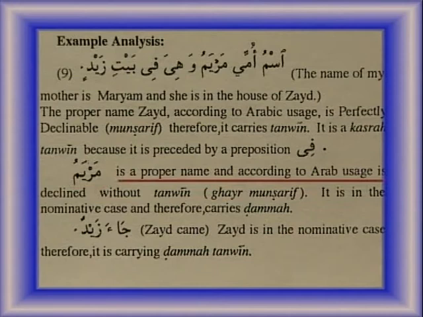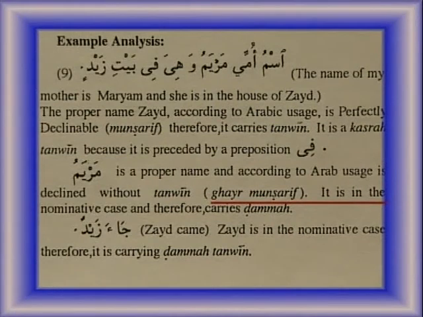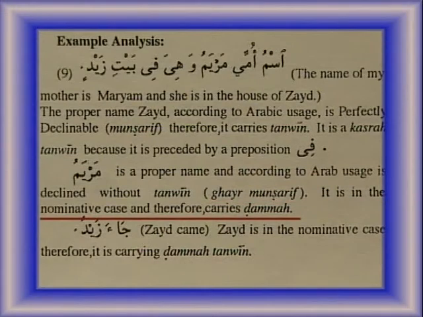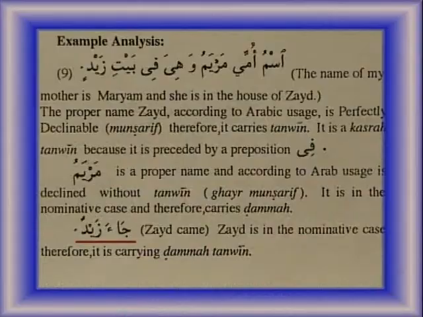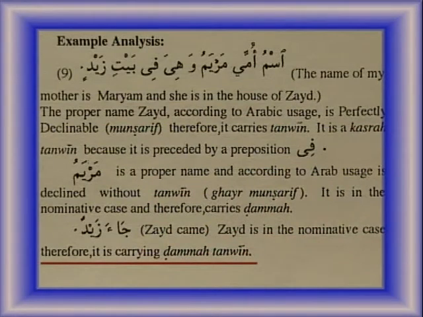Maryam is a proper noun, and according to Arabic usage, is declined without tanween, ghair munsarif. It is in the nominative case and therefore carries dhamma. Ja'a Zaydun, Ja'a Zayd. Zayd came. Zayd is in the nominative case, therefore it is carrying dhamma tanween.